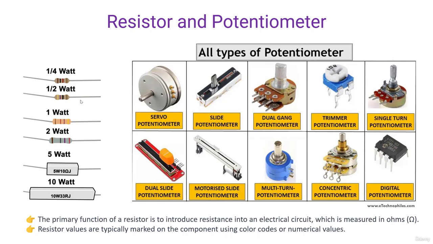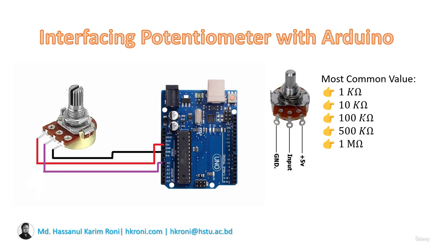If it is a fixed wattage resistor, you can see up to 2 watt it is color coded, but above 2 watt, that is 5 watt, 10 watt, the wattage and the resistance value will be written on the body itself. And the potentiometer comes in several values like 1 kilo ohm, 10 kilo ohm, 100 kilo ohm, 500 kilo ohm, and 1 mega ohm. These are the most common values available in the market for potentiometers.